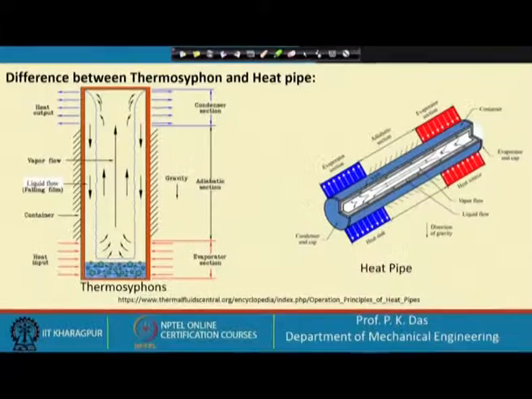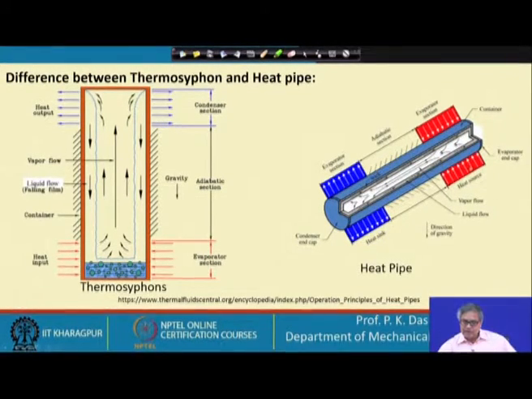Now, if we come to this diagram once again, there is an evaporator section where heat input will be there, where the heat pipe will receive heat from outside. Inside there is a capillary structure within this container. The blue color is the container, and in this cutaway view we can see the capillary structure by this gray color.